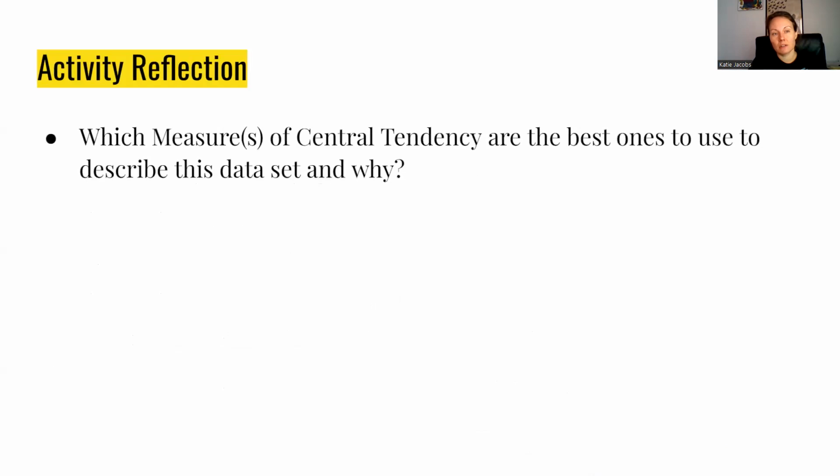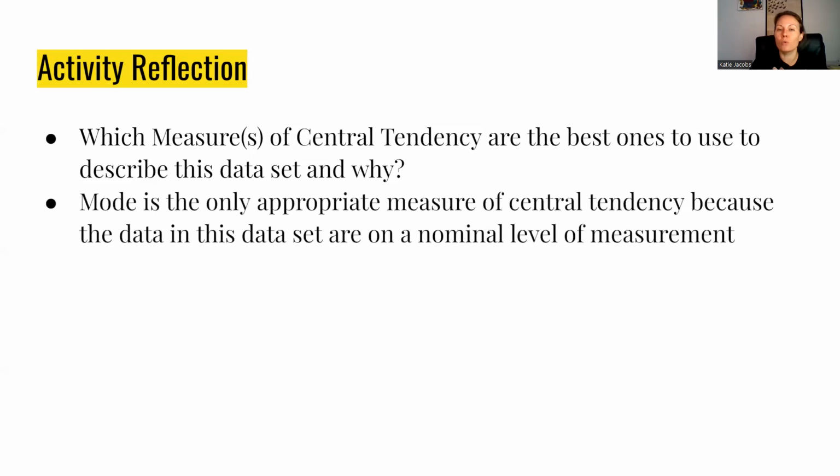All right, so again, hopefully you went through the activity reflection: which measures of central tendency are the best ones to use to describe this data set and why? There's only one. Mode is the only appropriate measure of central tendency because the data in this data set are on the nominal level of measurement.